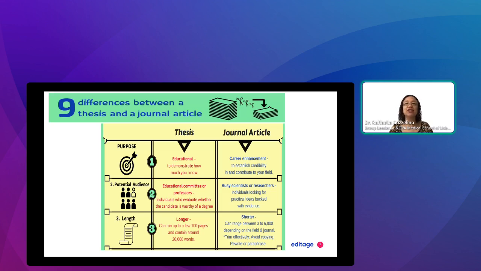So imagine that during your PhD, for instance, you are able to publish one research paper. So imagine that you work for a year to then publish one paper. So of course you cannot insert in that paper all that you have done during the 4 years, right? So this is why it's much shorter. And it can range between 3,000 and 6,000 words, depending on the field and depending on the journal, because you have specific rules that you always need to check before starting to write that article.